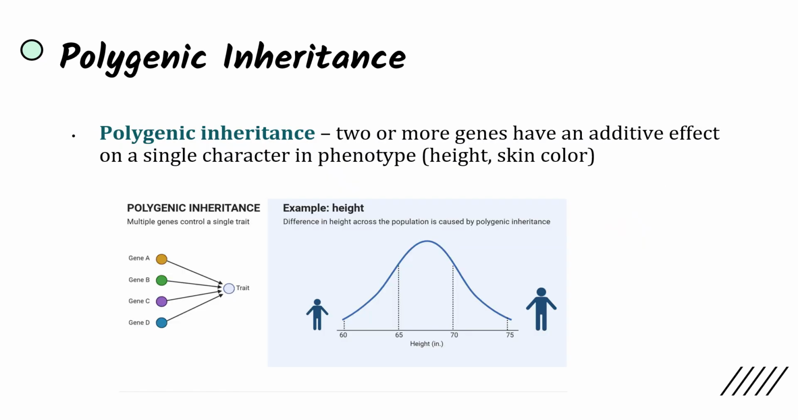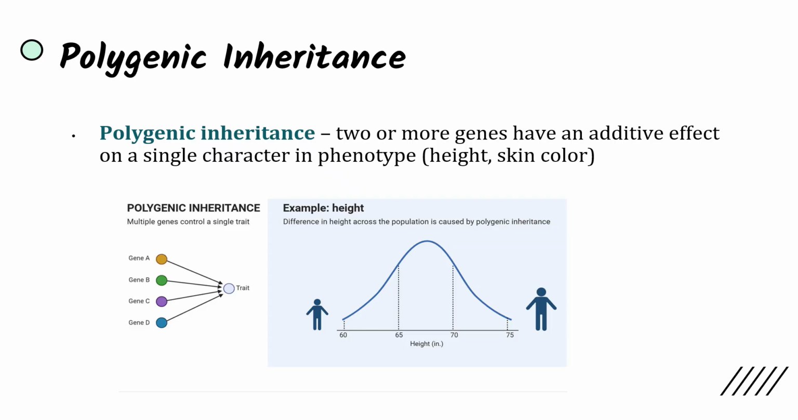First up, one more example of non-Mendelian inheritance, which I felt was connected to this environmental effect on phenotype because a lot of these characteristics that change within an environment are also polygenic. So polygenic inheritance is two or more genes having an additive effect on a single character in phenotype. We talked about multiple alleles where one gene has more than two alleles, but here we're saying that for a single trait, there are going to be multiple genes that contribute to that, such as height and skin color.